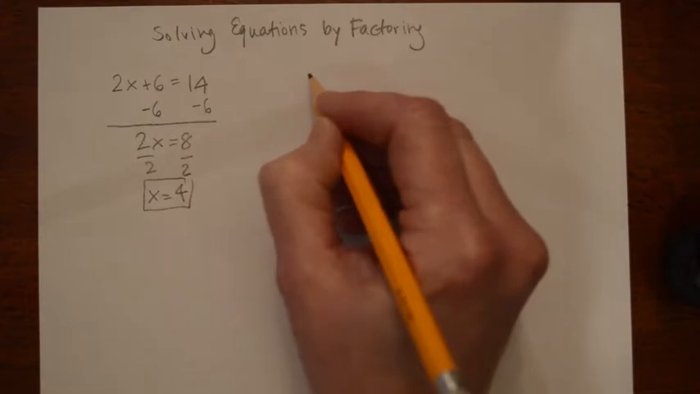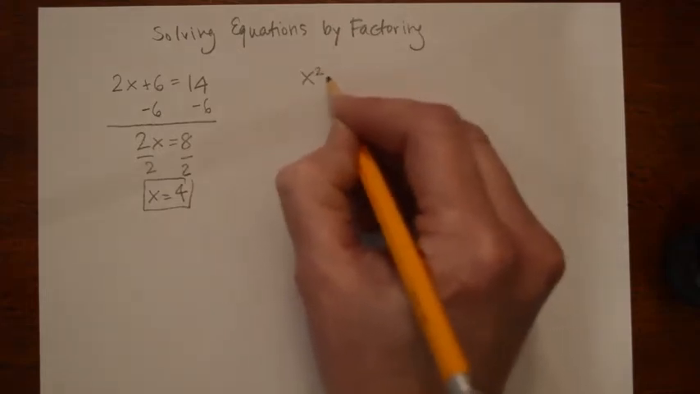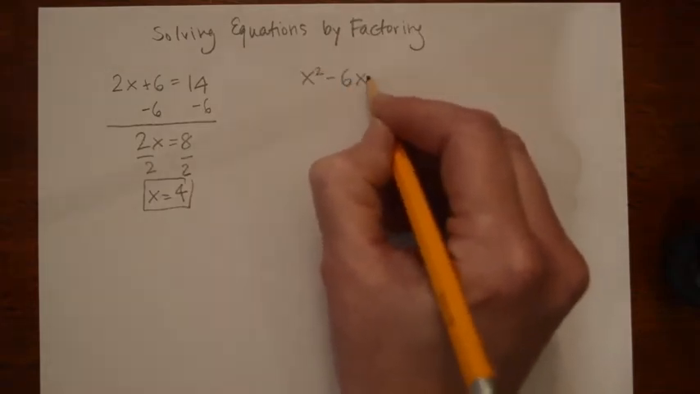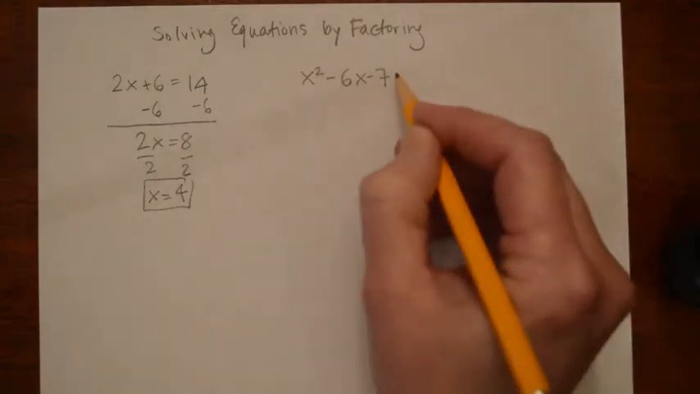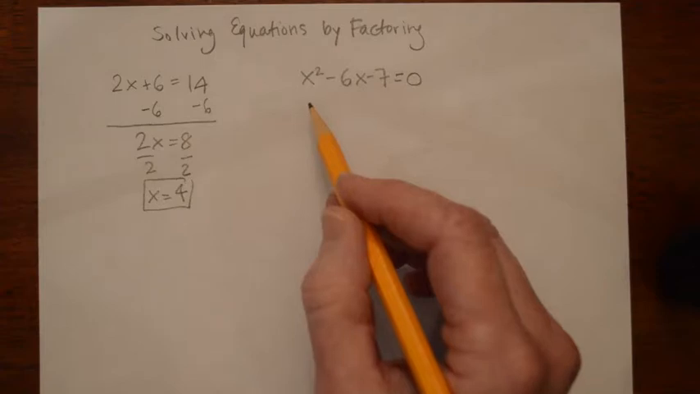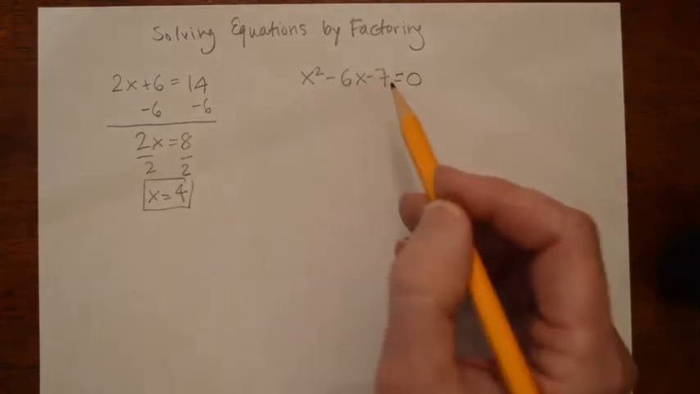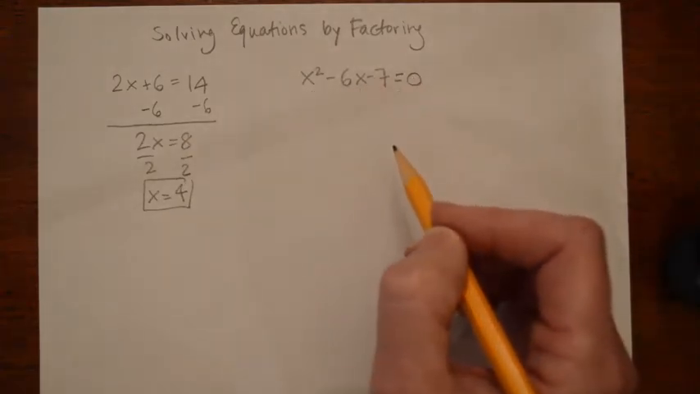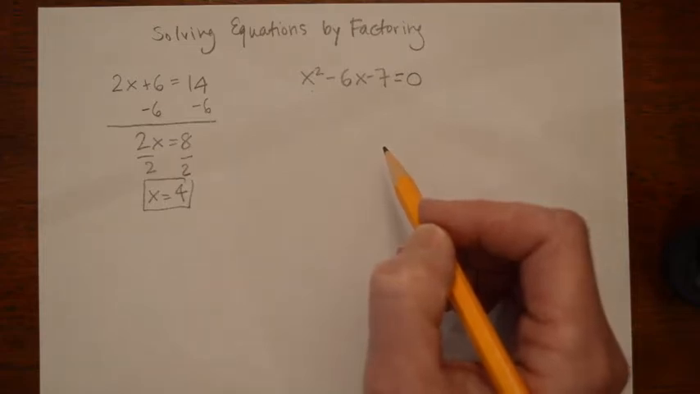But things will be a little bit different when we have something like x squared minus 6x minus 7 equals 0, let's say, because we can't get the x by itself because there are two occurrences of x here. And so we're going to need a different strategy.